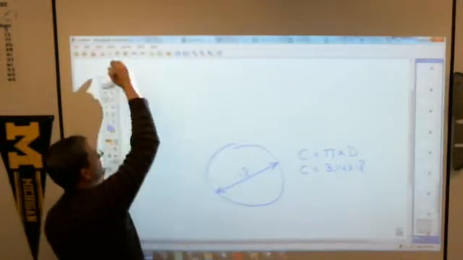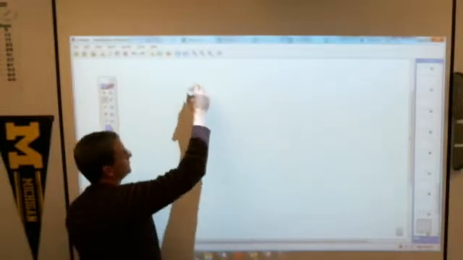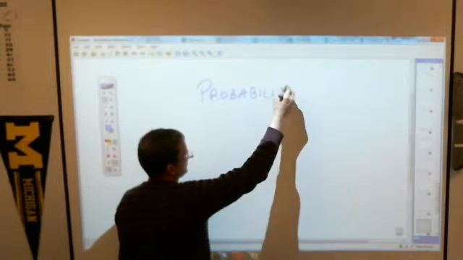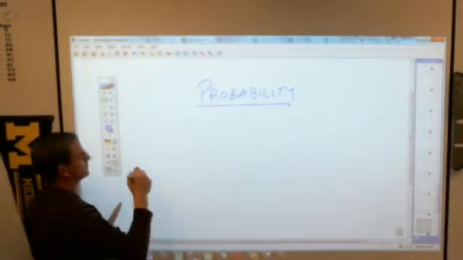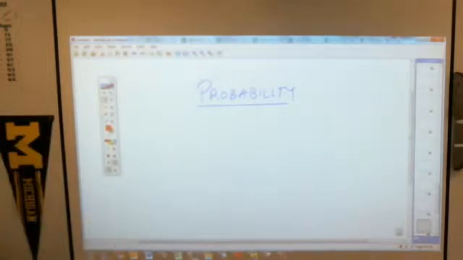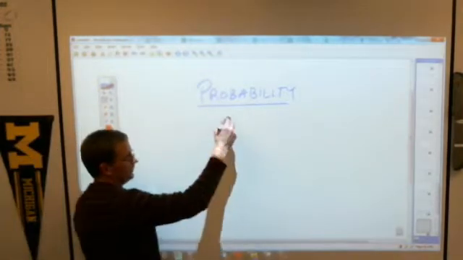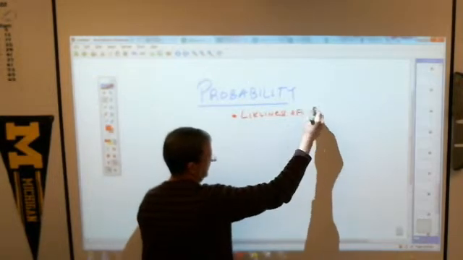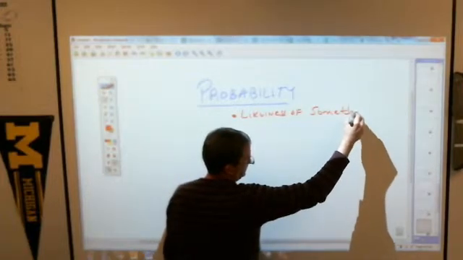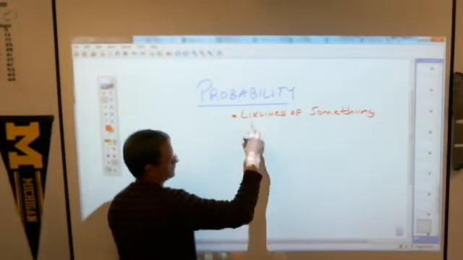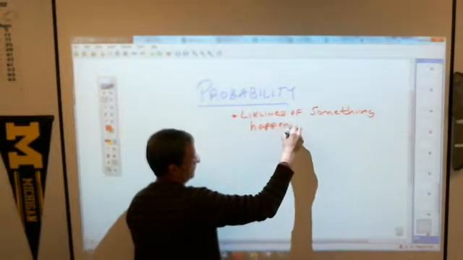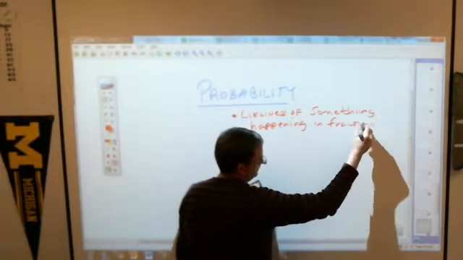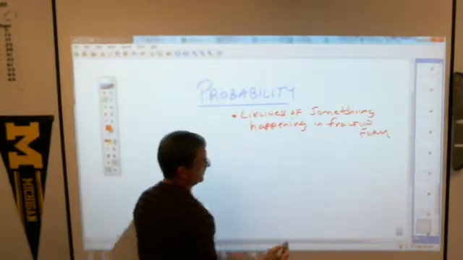And on the first piece, you need to write probability. And under probability, probability is nothing more than the likeliness of something happening, and we do that in fraction form. And it looks a little like this.